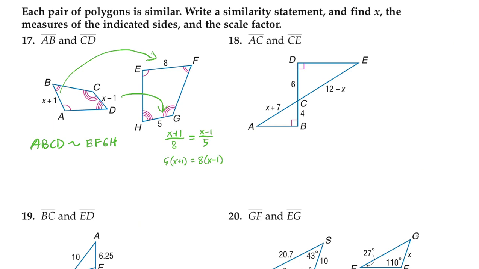I was just double checking my work. So 5x plus 5 equals 8x minus 8. Subtracting the x's, we have 3 x's left. Adding the 8, we get 13. So x is 13 thirds.